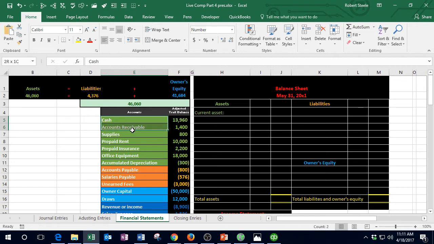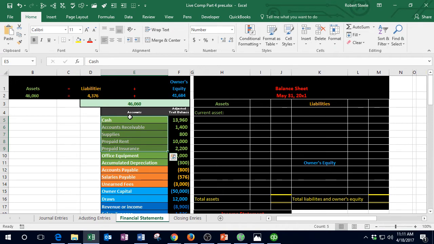Accounts receivable, yeah. Supplies, it is. Prepaid rent is. Prepaid insurance is. Office equipment is not. Why not? Because our current assets are assets that are relatively liquid, whereas the office equipment is something that's going to be there for a long period of time.